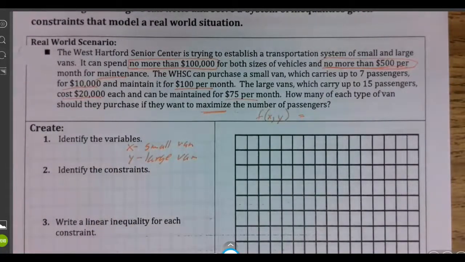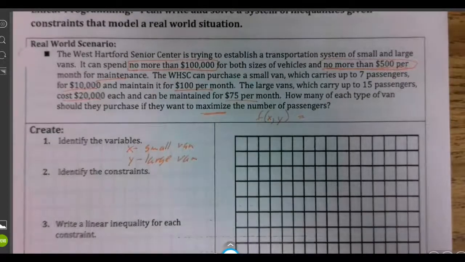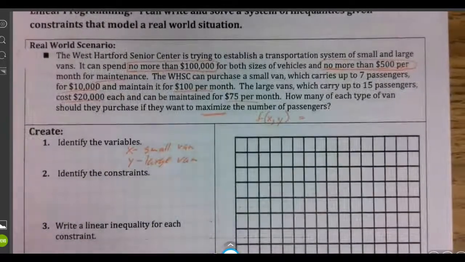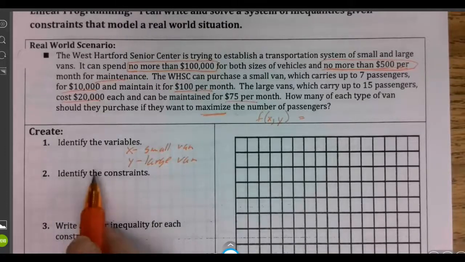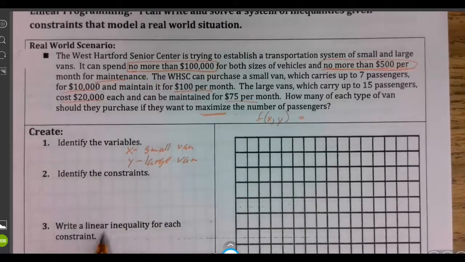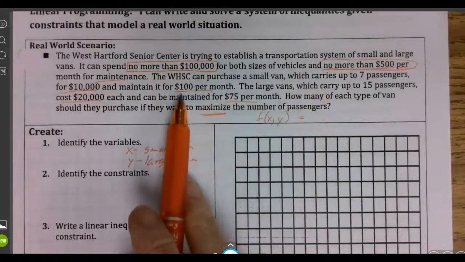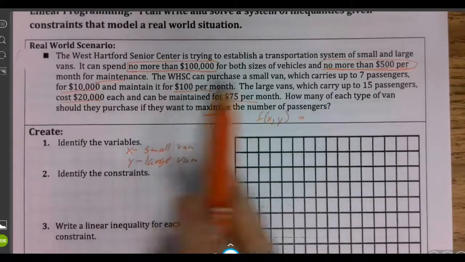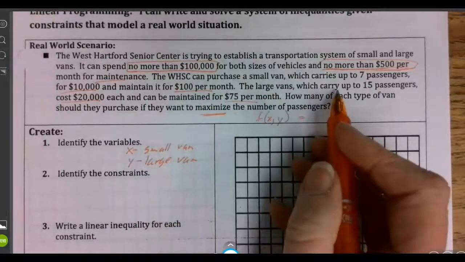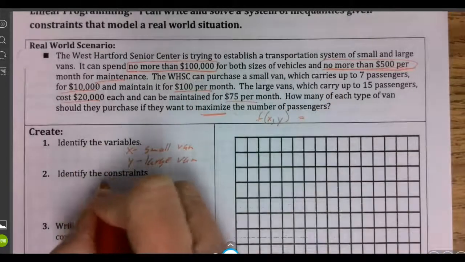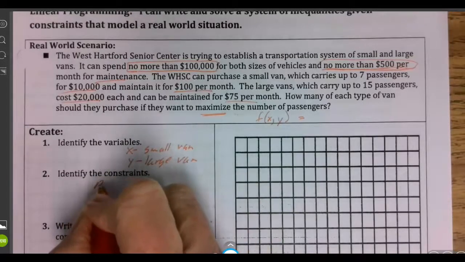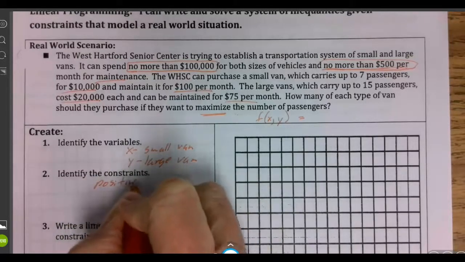And I'm using x and y for two reasons. One, my handwriting, and you wouldn't be able to tell if my s was a number. The other one is that it tells us what axis we're going to be on. We're going to identify what is constraining it, and then write inequalities from that. So one of the constraints that we haven't really talked about is that we're not going to have a negative number of vans. So it has to be positive numbers.